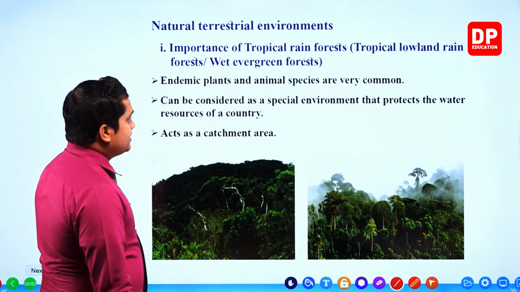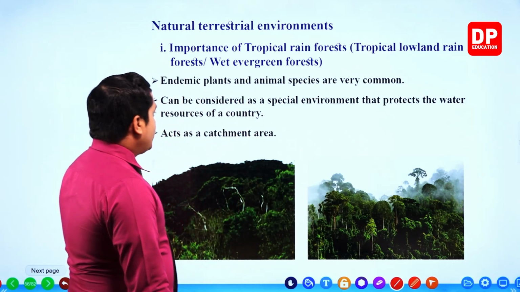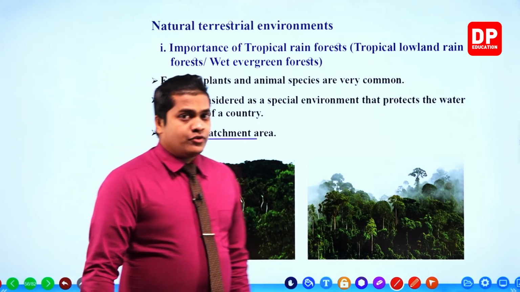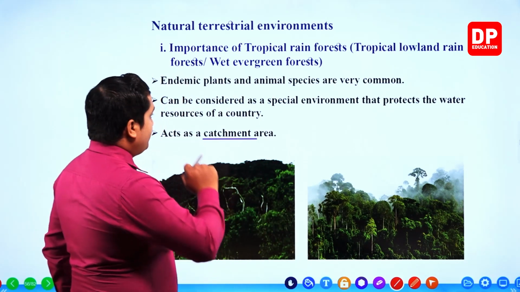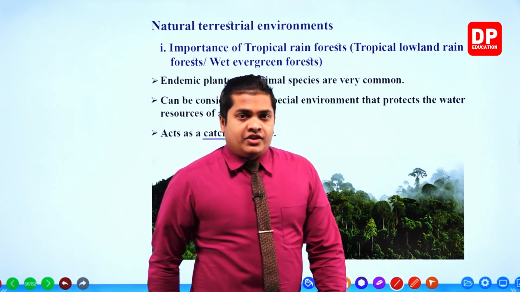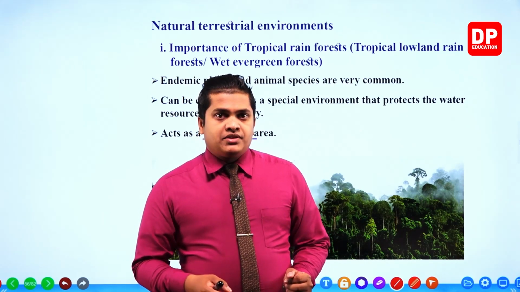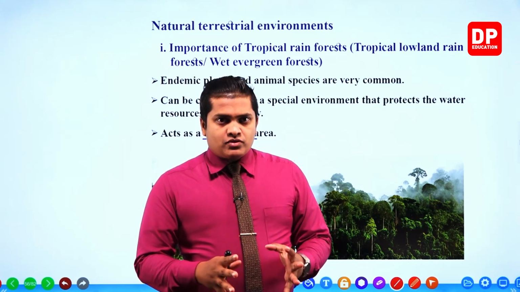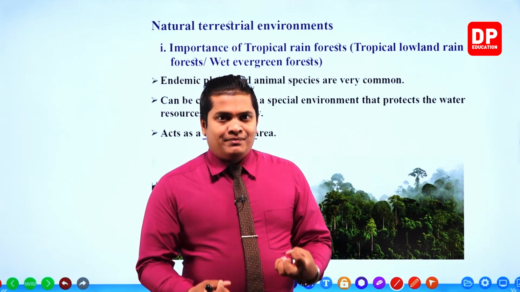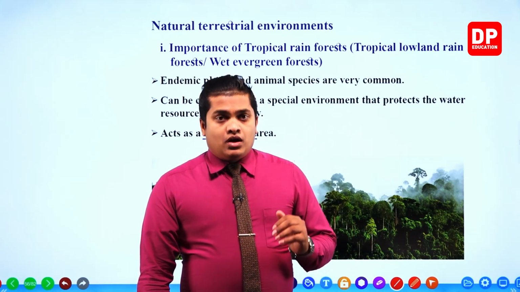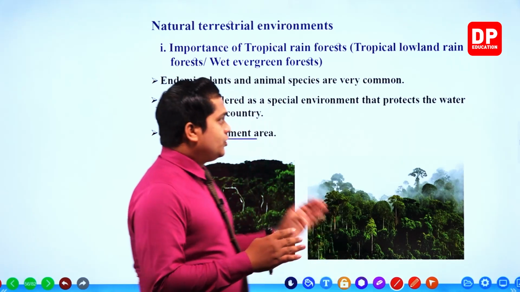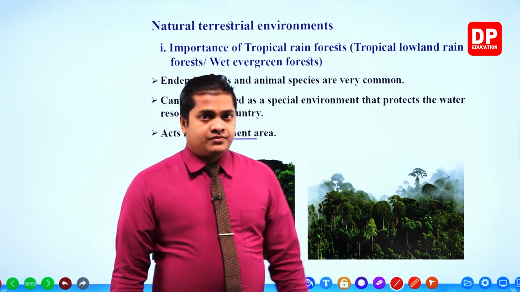Then it can be considered as a special environment that protects the water resources of a country. So this is a catchment area, my dear children. I told you what a catchment area means. When you take water resources, like rivers, riverine environments, lakes, streams, waterfalls, these water resources are plentifully protected because of the tropical rainforest, right? Most of the rainforest helps in generating rains and other water resources. So it helps to maintain the water balance of a country, and also to protect its water resources, right?